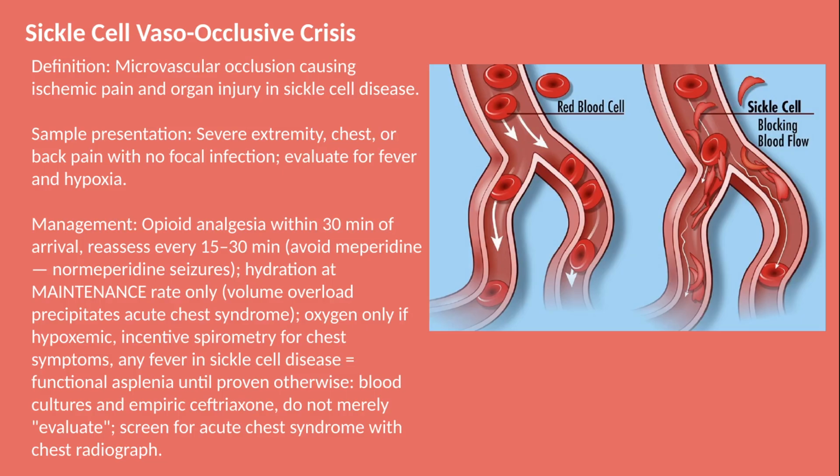Screen every single one of them for the complications hiding behind the pain. Fever, hypoxia, a new infiltrate, focal neurologic findings, priapism, and splenic sequestration. Provide incentive spirometry for anyone with chest or back pain. Discharge when pain is controlled and no complication is present. Admit for refractory pain, hypoxia, or organ dysfunction.